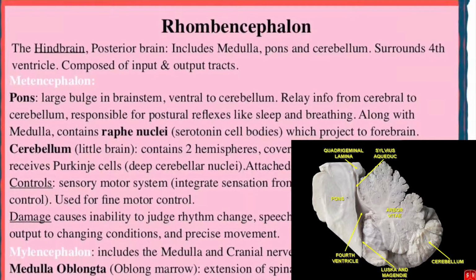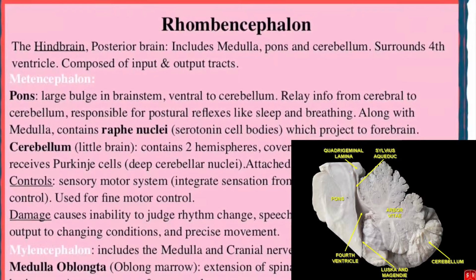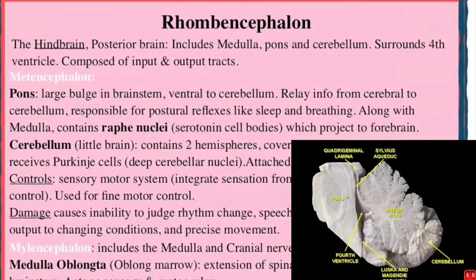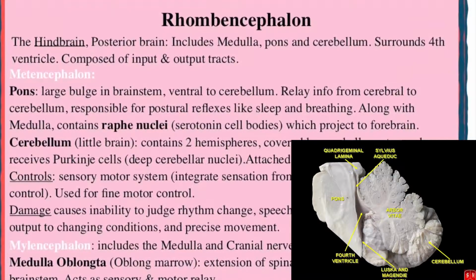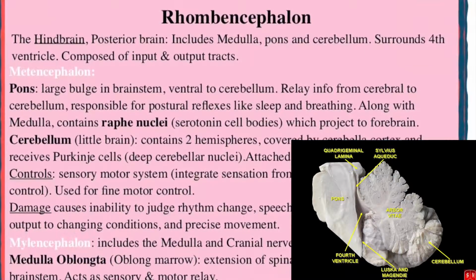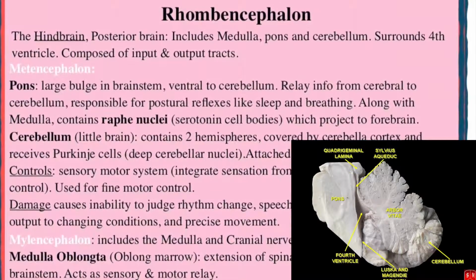The pons are large bulges in the brainstem, ventral to the cerebellum, and they relay information from the cerebral cortex to the cerebellum. They are responsible for postural reflexes like sleep and breathing. Along with the medulla, they contain the raphe nuclei, or the serotonin cell bodies, which project to the whole brain.